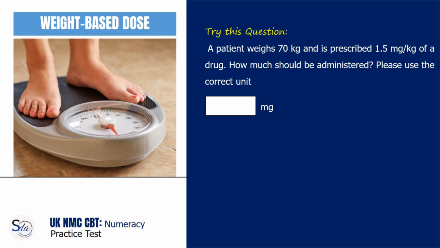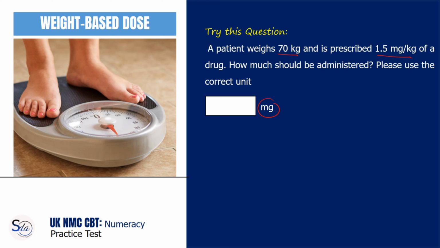What answer did you get? Let's see if it's similar to what you get on here. So it says the patient weighs 70 kilograms and is prescribed this amount. How much drug should be administered? Use the correct unit. So the correct unit here is in milligrams, okay?